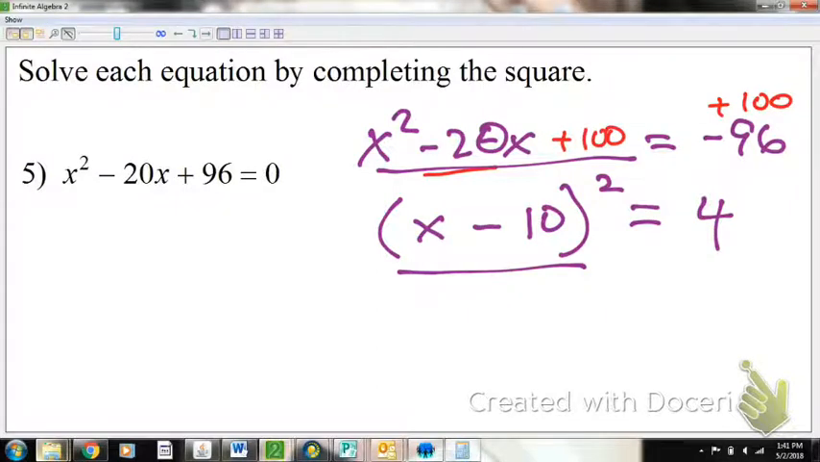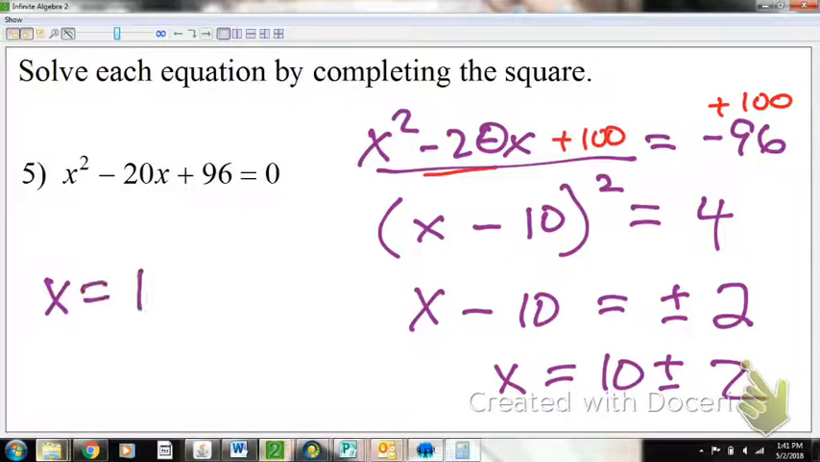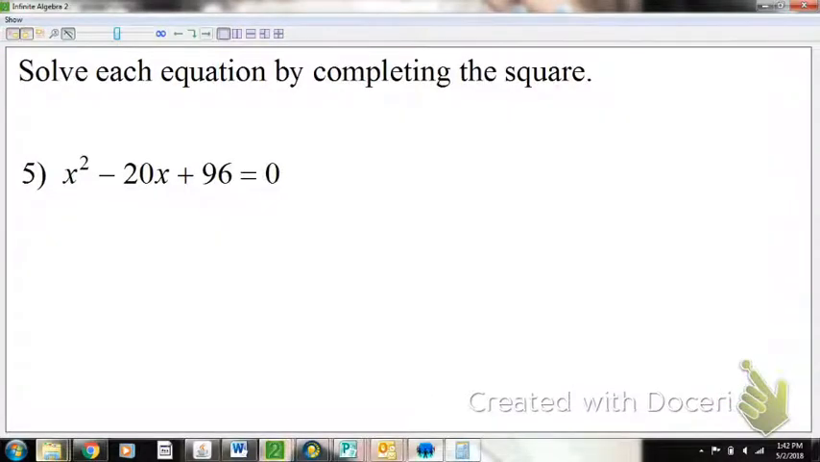Now that we have something squared equals a number, we can use the square root property. That means x minus 10 is the positive or negative square root of 4, which is 2. Add 10 to both sides, we get x equals 10 plus or minus 2. Now, 10 plus 2 is 12. 10 minus 2 is 8. So our two solutions are positive 12 or positive 8. All right, next problem.